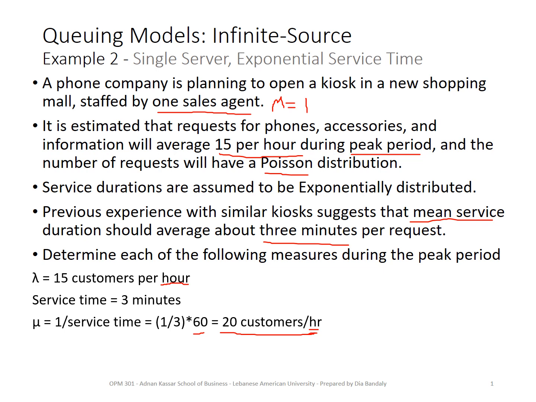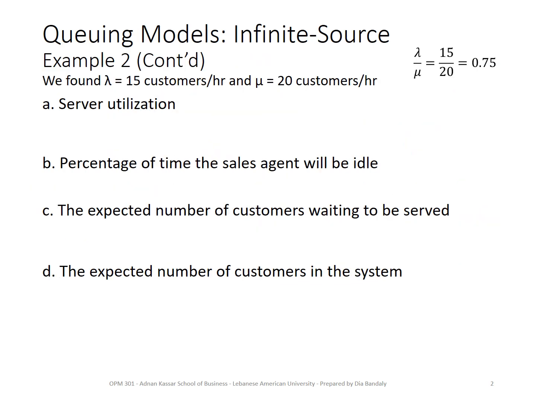Once you do that correctly, then you should be good. So let's answer the other questions. We found from the previous slides that lambda is 15 customers per hour and mu is 20 customers per hour. You can see here that I have already calculated lambda over mu, which is 0.75. As we discussed before, lambda over mu is a ratio that you see very often in different functions or different formulas, so it's better to find it in the beginning.